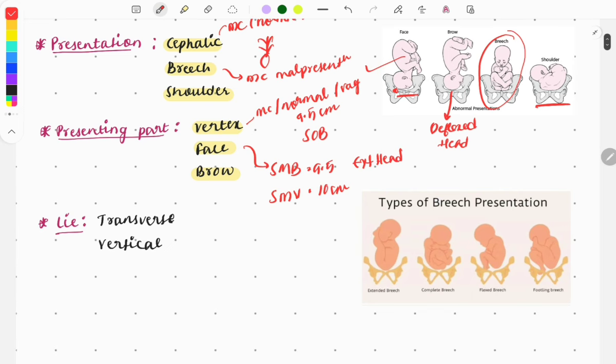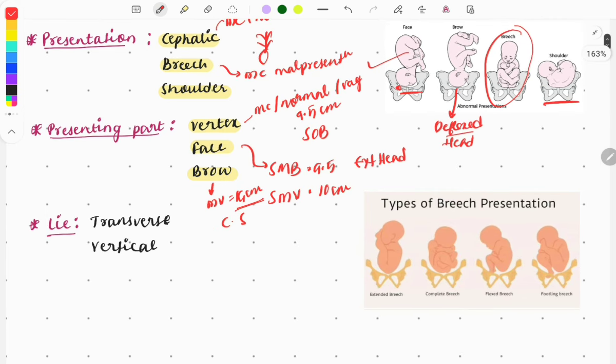Then moving on to the brow presentation, the brow diameter of engagement is the mentovertical, which is 14 centimeter, and this becomes a large diameter. So this diameter cannot pass through the female pelvis, so we need to do the cesarean section for it. And as we have discussed, the attitude is the deflexed head.